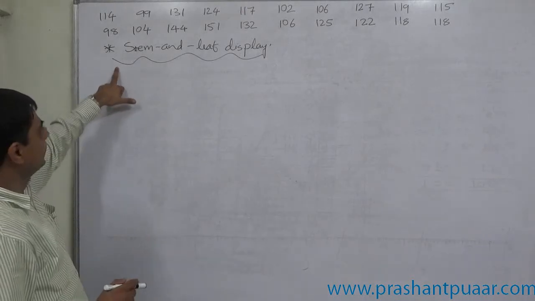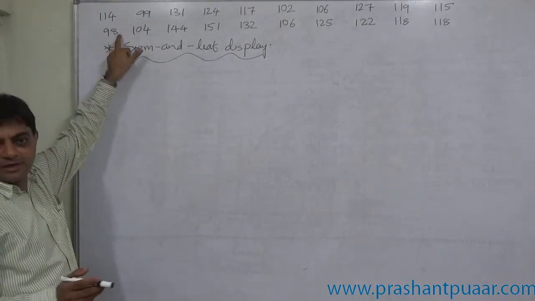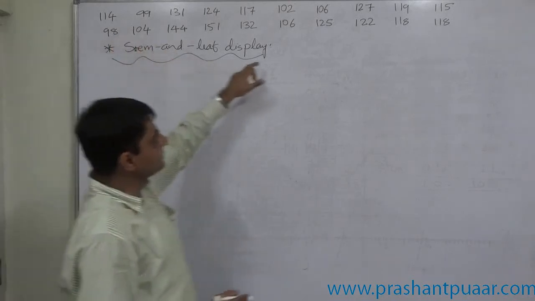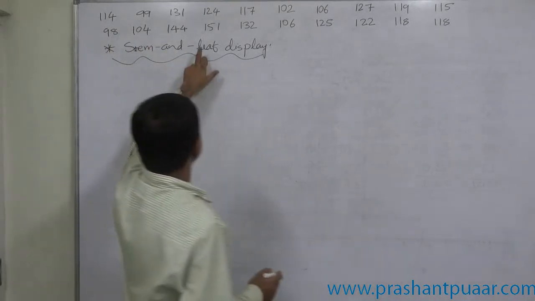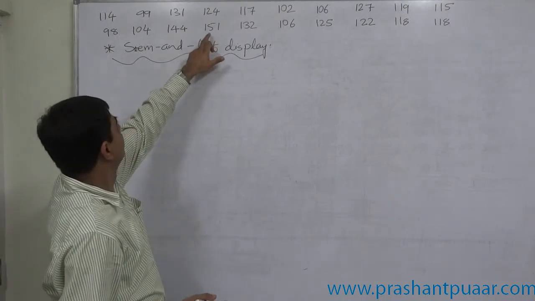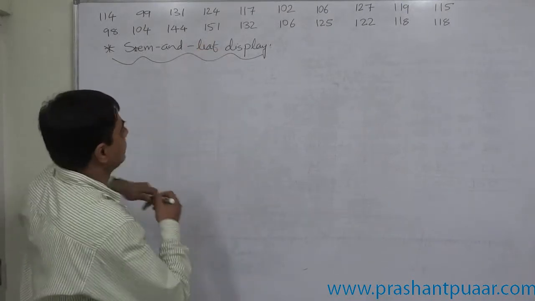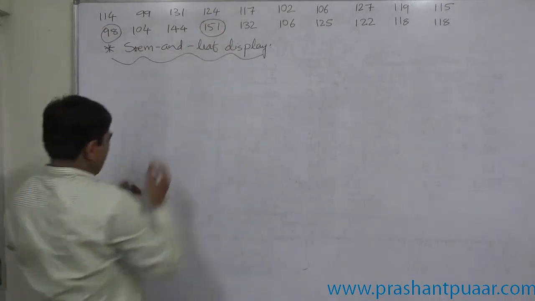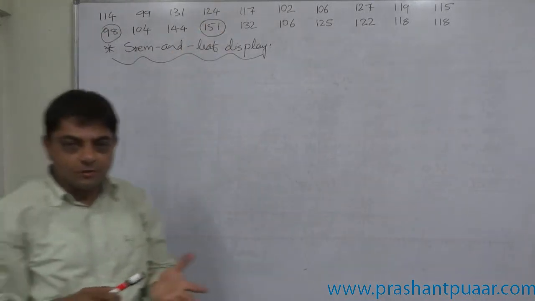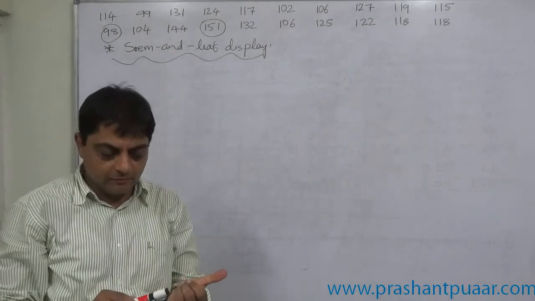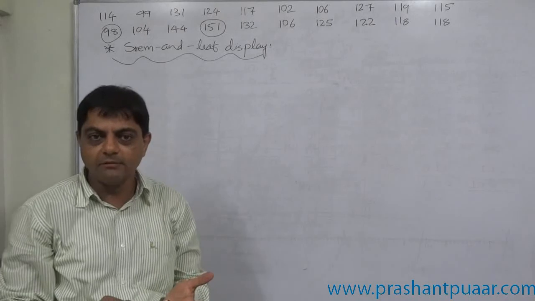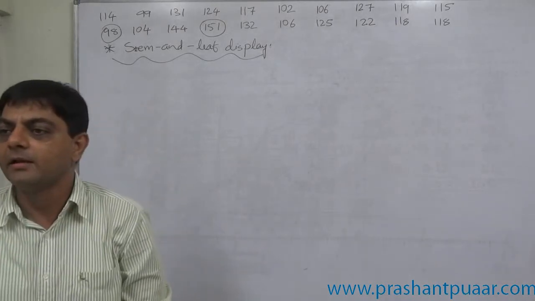Again, what is the smallest value? 98. And the highest value is 151, is it? So 98 and 151. What is the range of the values? 90, 100, 110, 120, 130, 140, and 150.